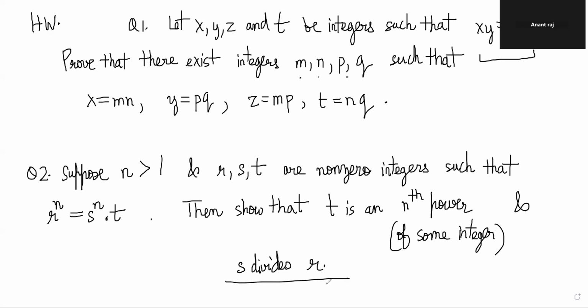So try out these two questions. We will continue from this point in the next class. We have to do some more questions on Gauss's lemma and see how it can be applied in problems. And then we'll go ahead to more theory, new theory. Okay, fine. That's all for now.